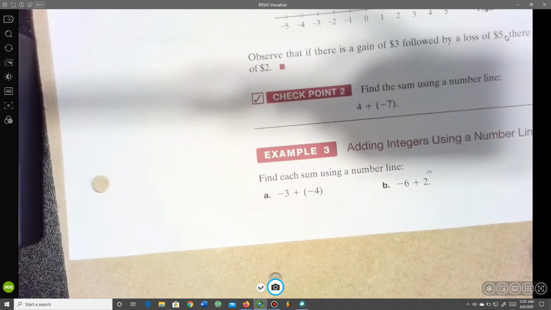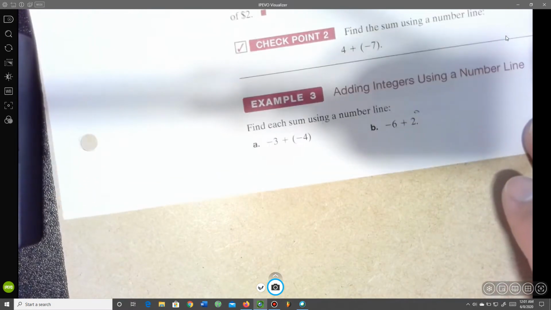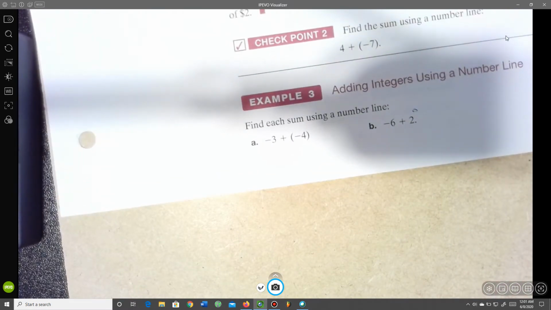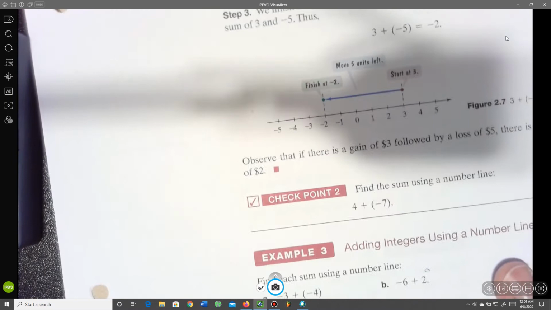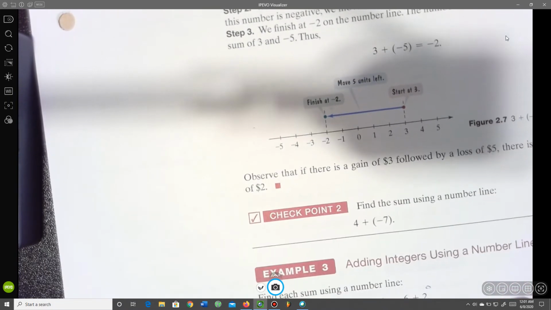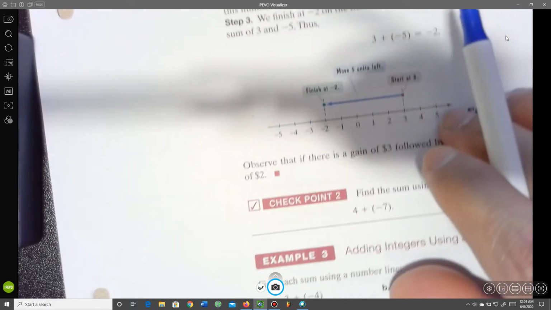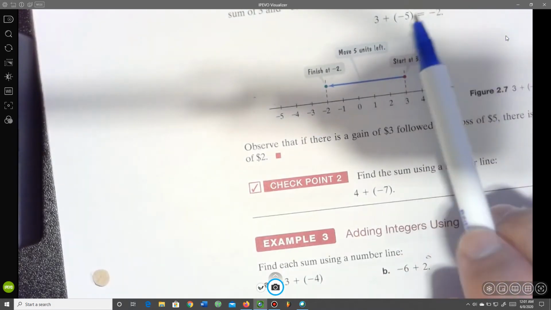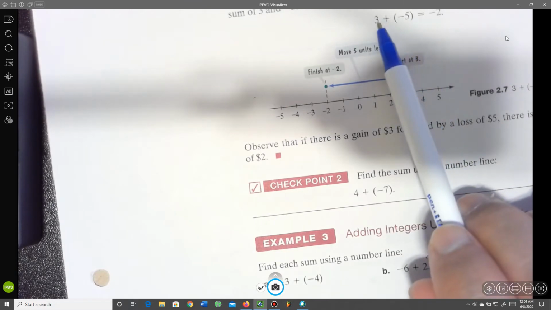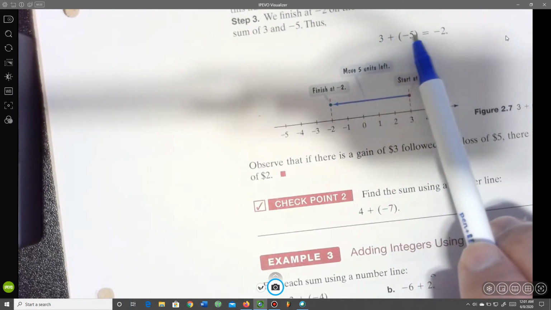So what if I want to do it in my head? Well, there are a couple of tricks to accomplish that. The way I do it, the way I teach it is that, for example, here, 3 plus a negative 5.